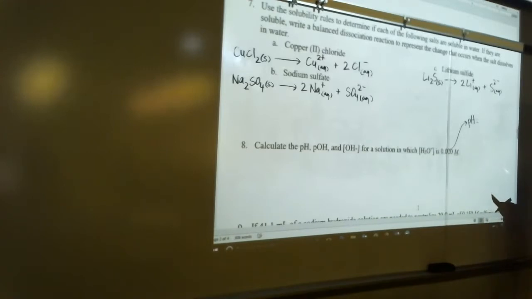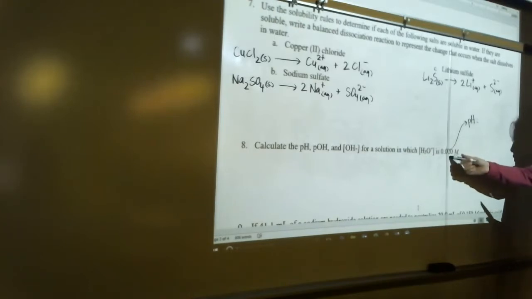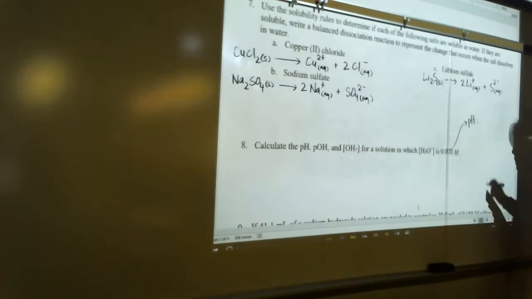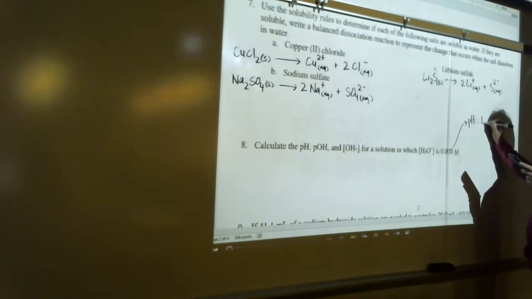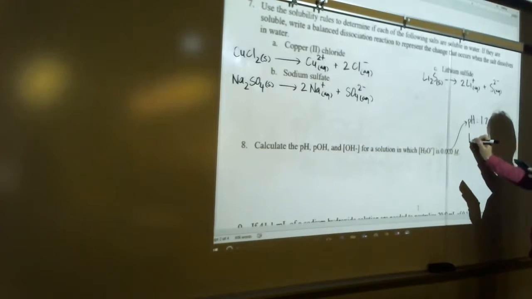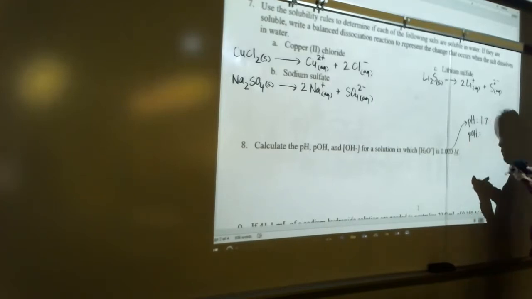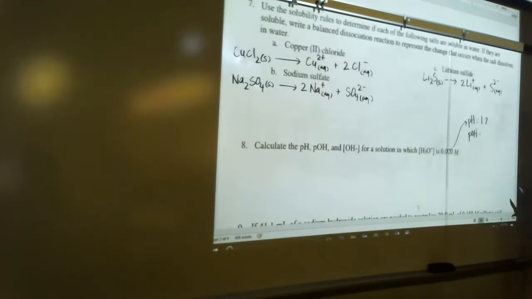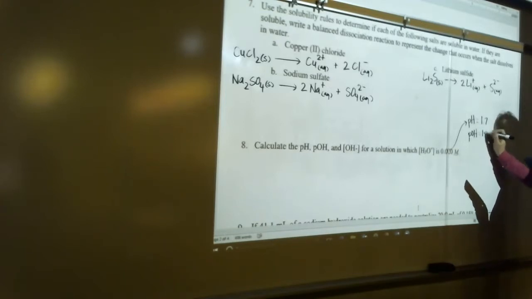How do I get the pH? pH is equal to the negative log, right, negative log. So take the log. So I got 1.7, and pOH would be what? How do you get pOH? What do I do to get pOH? Subtract from 14, so that's 12.3.